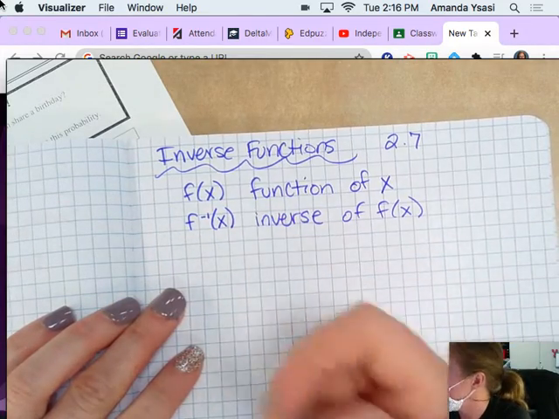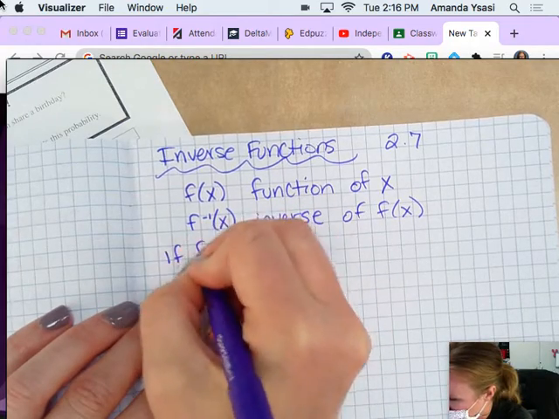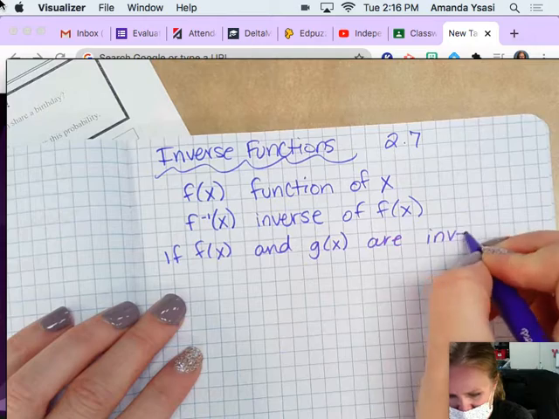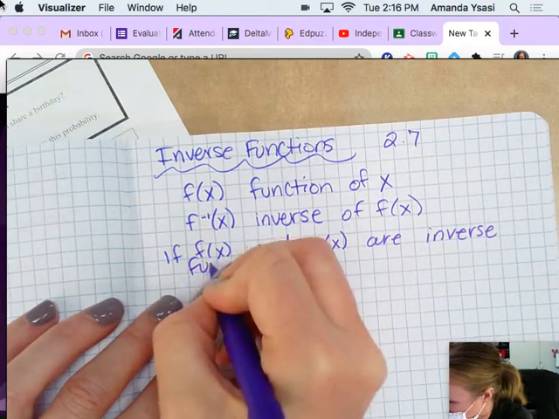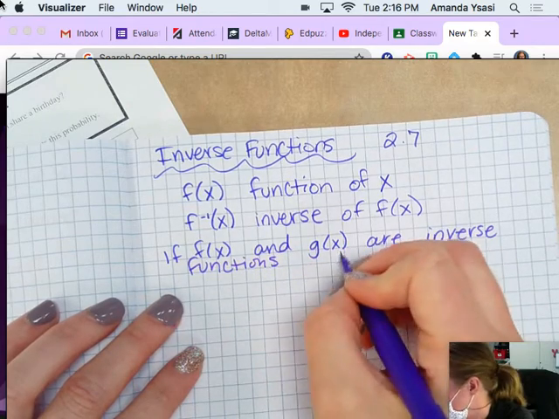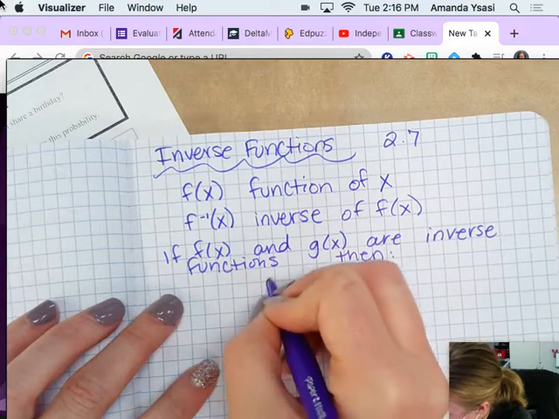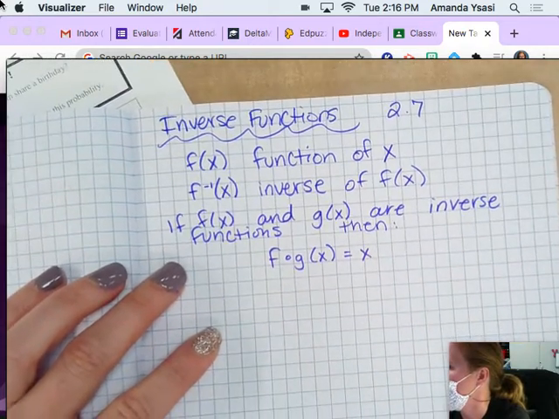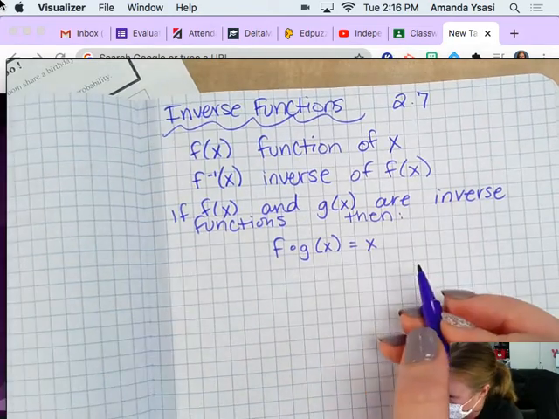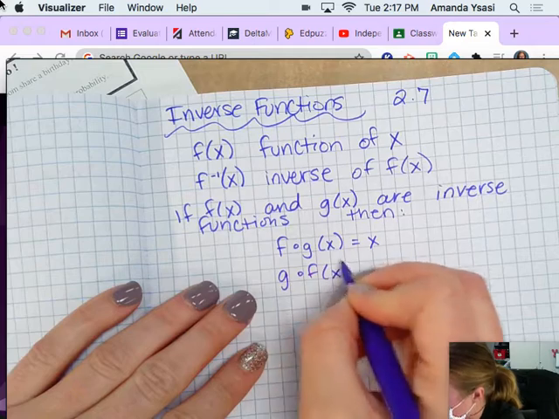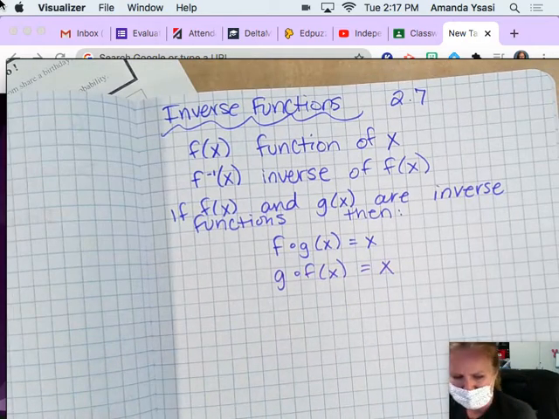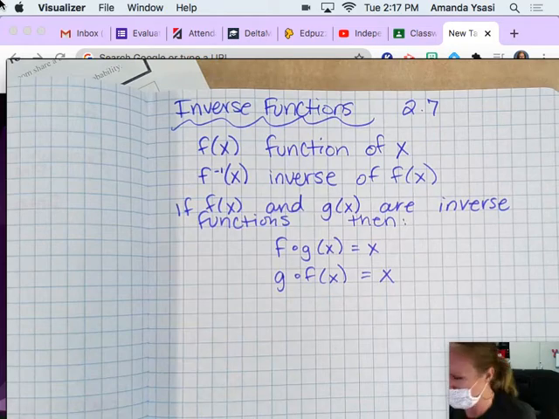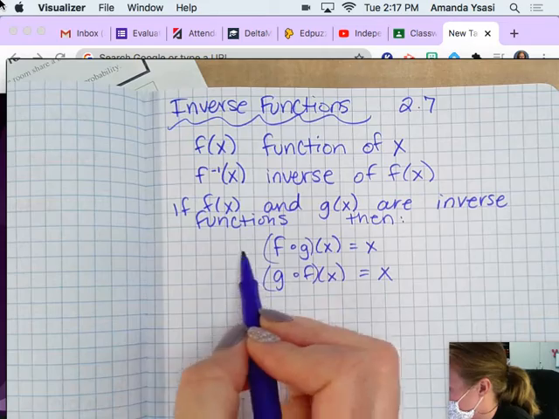And two functions can be inverses of each other. So I'm going to say if f of x and g of x are inverse functions, then f of g of x and g of f of x both equal x. I should put parentheses around that. So remember, these are your composition functions.